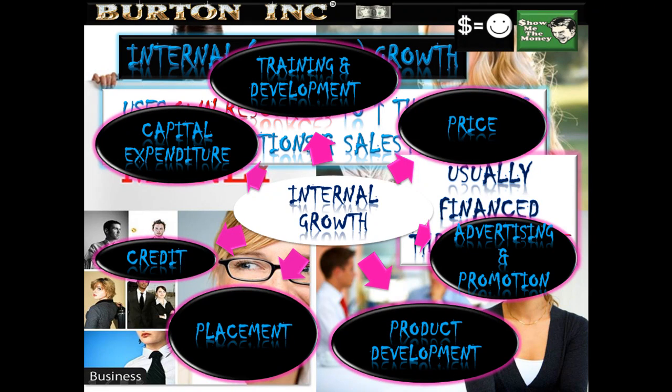Opening up more places where our products can be sold, perhaps focusing on an e-commerce strategy, but maybe opening up new branches, new distribution centres, finding other retailers that will stock our product. Offering credit might be a way to expand our sales. Increasing capital expenditure, investing in our production process, which might in turn produce more goods. And training and development of our staff, making them more efficient, more productive, better skilled. All of these factors can lead to internal growth.